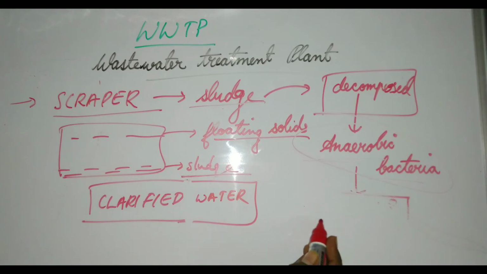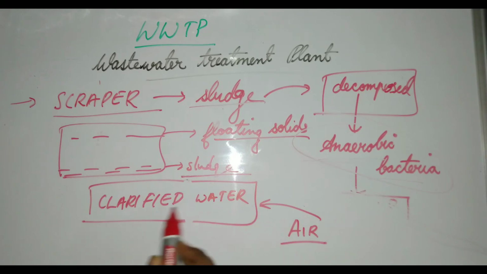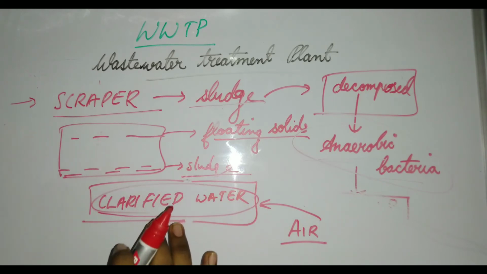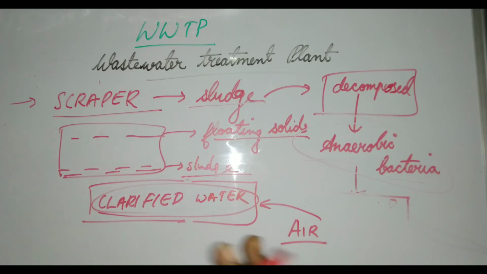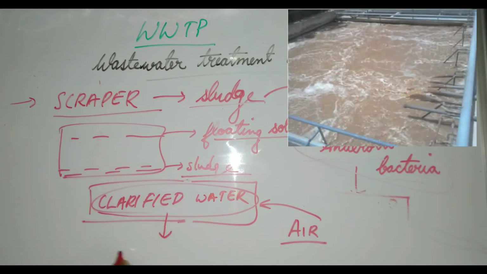So basically, in that clarified water, air is pumped. What is pumped? Air, or we can say it is the aerator tank also. Aerator tank means air is pumped into the clarified water. So when air is pumped into the clarified water, why are they pumping the air? Because in order to increase the growth of aerobic bacteria.